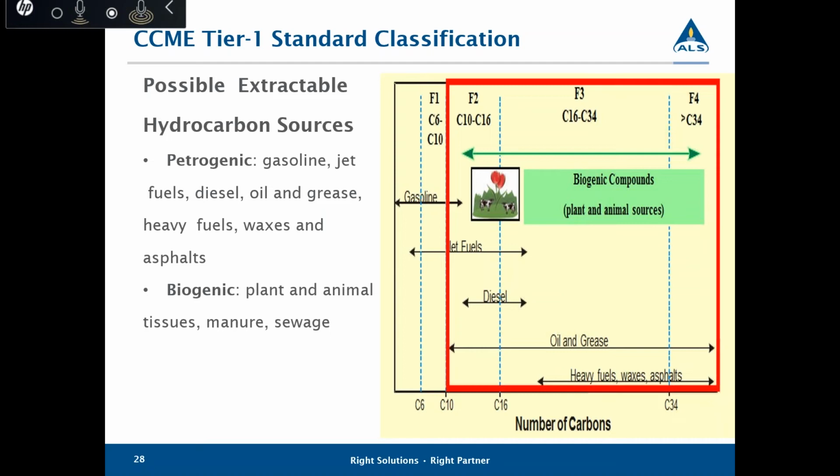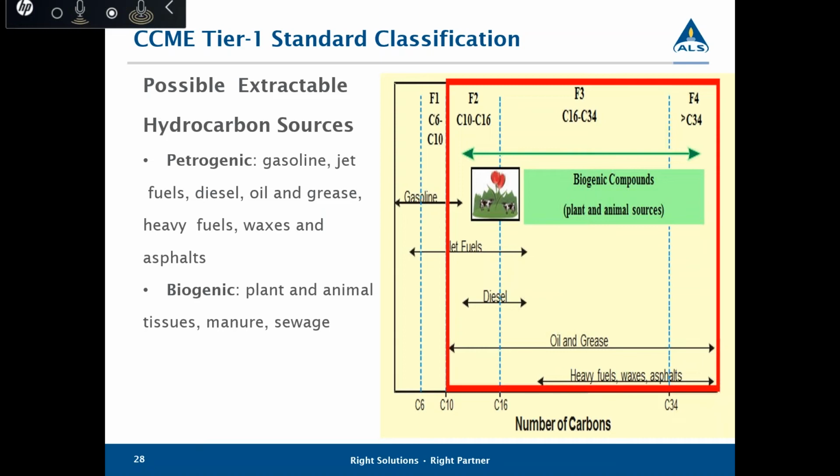The CCME analytical methods quantify the petroleum hydrocarbons as F1, F2, F3, and F4 concentrations for light to heavy hydrocarbon products such as gasoline, diesel, crude oil, bitumen, asphalt, and motor oil. So extractable organic compounds are assumed to be petroleum hydrocarbons unless proven otherwise, and F2 to F4 analysis is not specific to petroleum hydrocarbons.